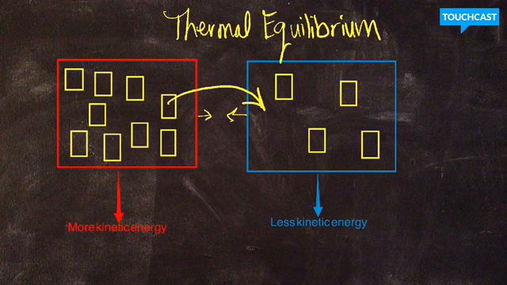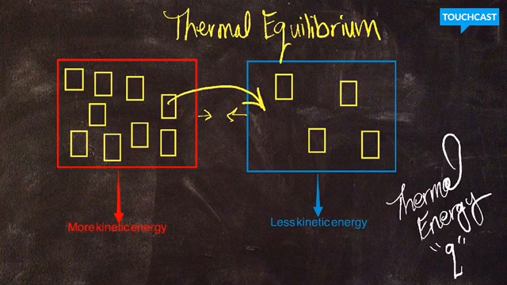This movement of energy from the hot object to the cooler object, it is a transfer of energy that we call heat or thermal energy. And this thermal energy is given the symbol Q. But see, that's not the only way that we can transfer energy from one system to another.